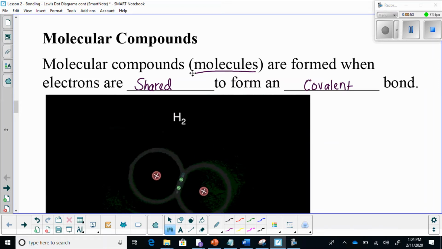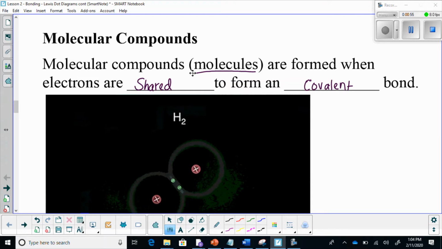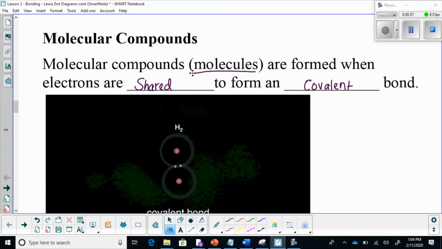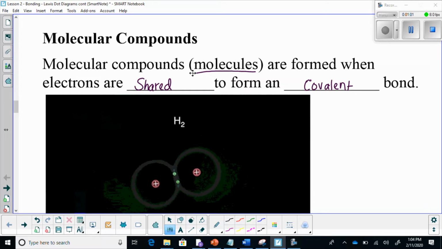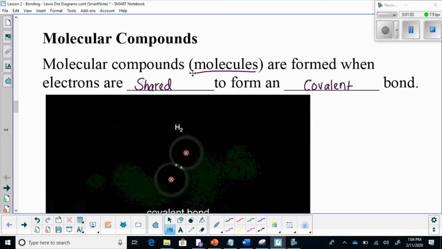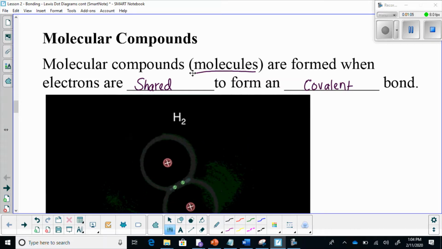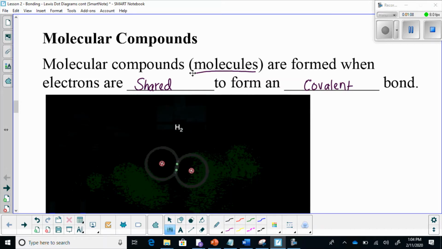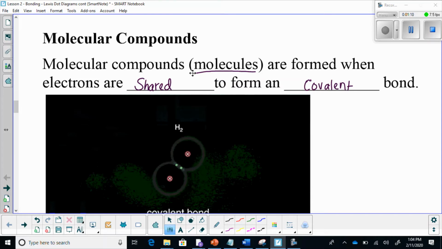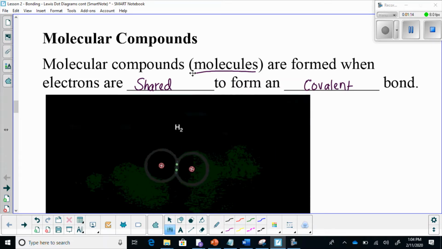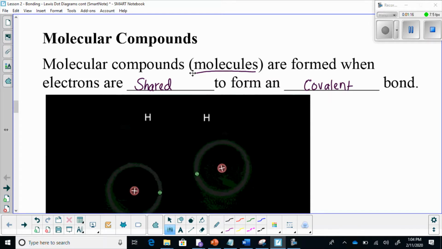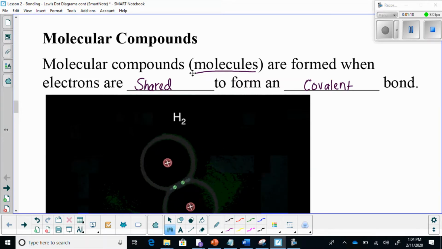Looking at this animation here, we're seeing that there are two hydrogens coming together to make H2. Okay, remember the diatomic elements, the ones that need to be stable. H2 is one of them because, again, atoms like to have a full valence. So the two hydrogens come together, share the electrons to form H2.